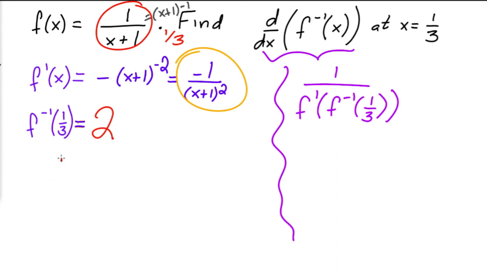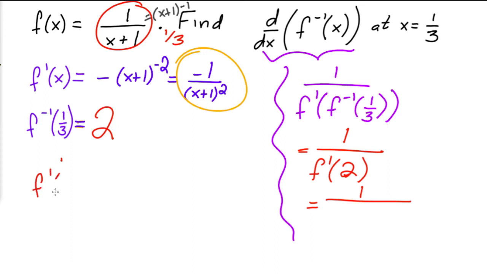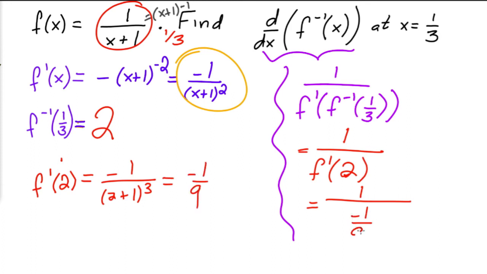So then this guy is equal to 1 over f prime at f inverse of 1/3, which is 2. So this is going to be 1 over f prime at 2. Let me do that over here. F prime at 2 is equal to -1 over 2 plus 1 to the 3rd. So this is -1/9. So when all is said and done, this is equal to -9.